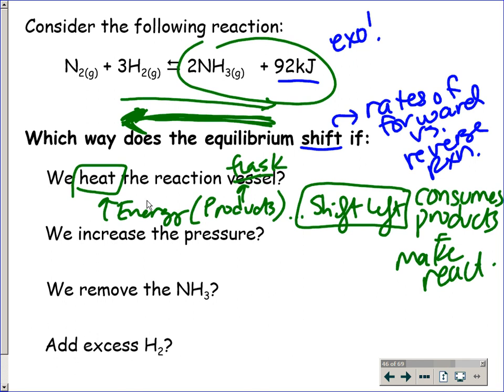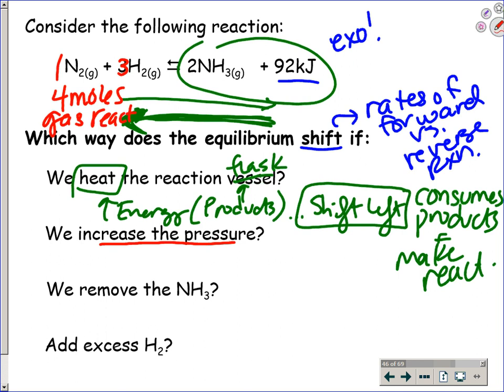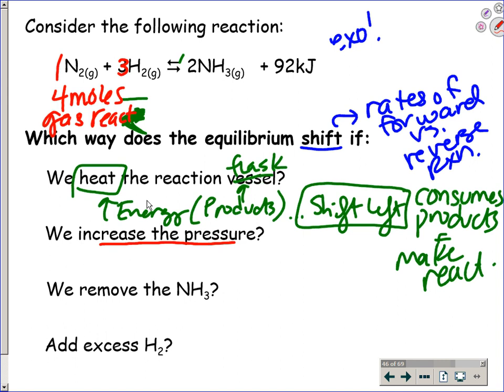Okay, so now let's consider the next one. We increase pressure. Well, I don't see pressure anywhere here, so now I have to assess the situation. Gases are what's causing pressure, right? Gases are colliding with the container wall. How many moles of gaseous reactants do I have? Loud and proud, people. 4. 1 plus 3 is 4 moles of gaseous reactants. How many moles of gaseous products do I have? Okay, so 2 plus nothing, right? So 2 moles of gaseous products.